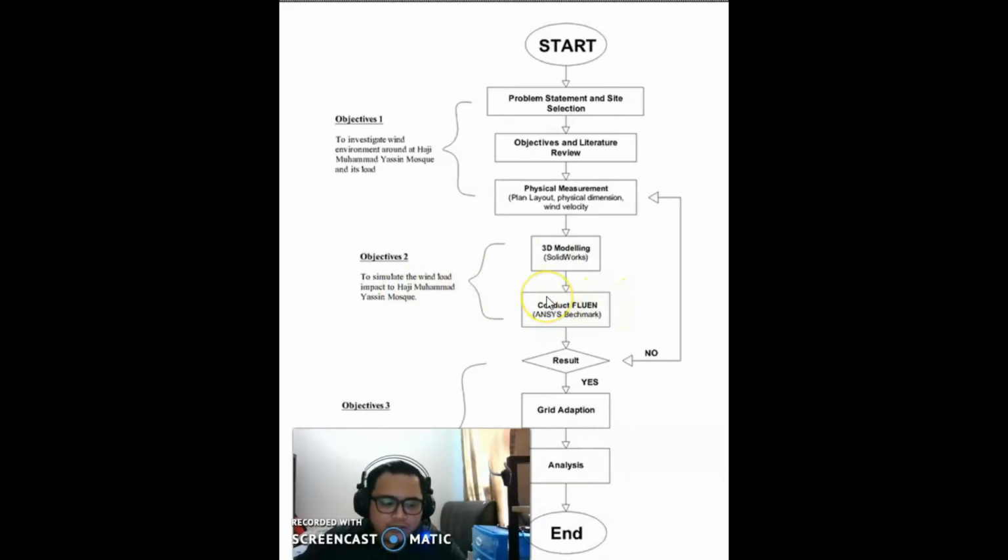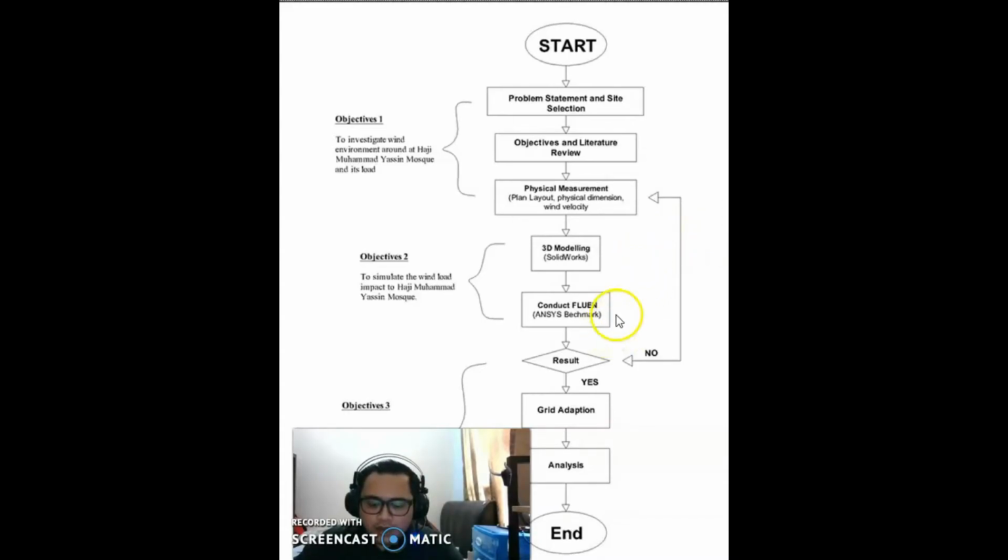The software will run the simulation, and for this project I will produce the result of pressure distribution on the building structure. The simulation needs to be run until it succeeds. If the result is successful, I will go on to objective 3, which is grid adaptation. If not, I will go back to the physical measurement and take another measurement, maybe because the data is incorrect or has an error.